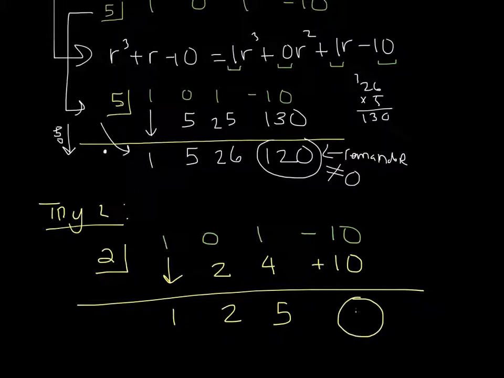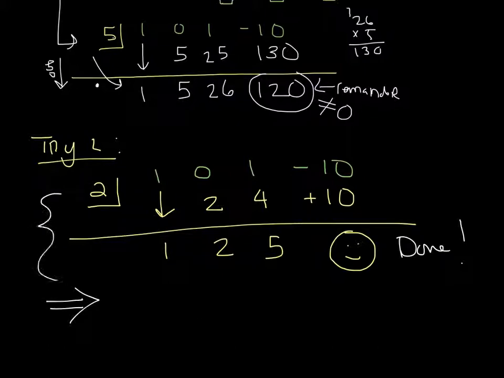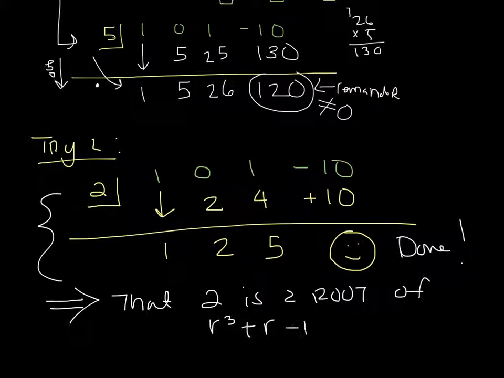So we get a 0, so we're happy campers. So we know we're done. All this work implies that 2 is a root of our polynomial. What was it? r cubed plus r minus 10. Meaning, if you plug in 2 into r, you actually get 0.